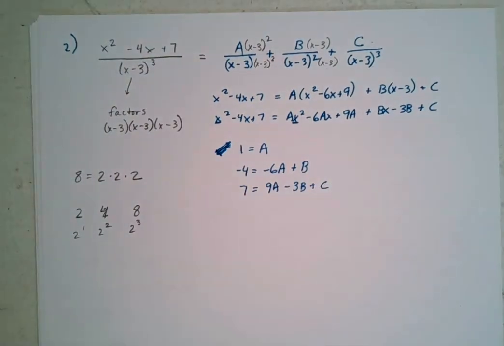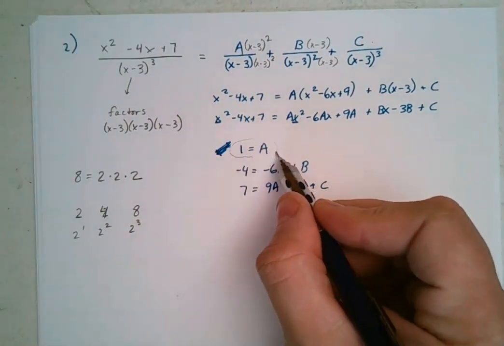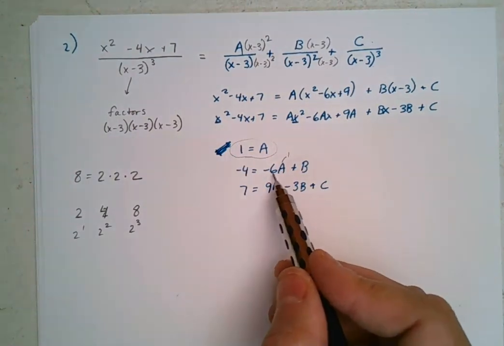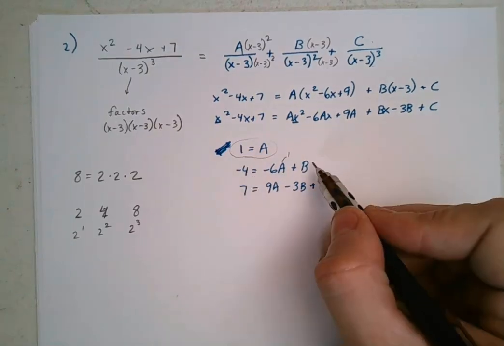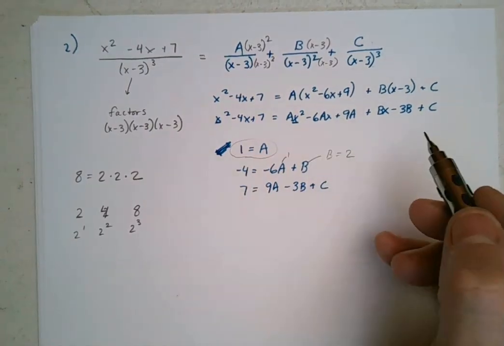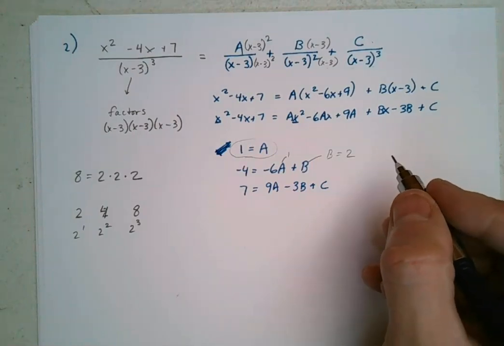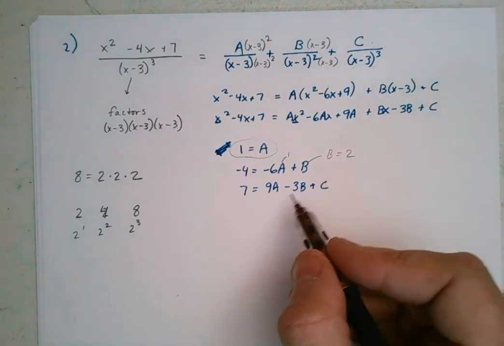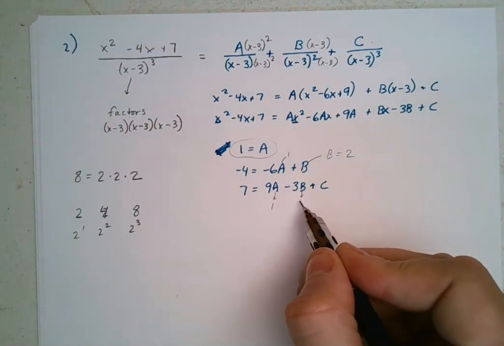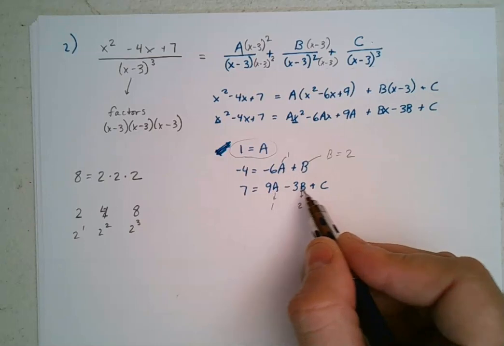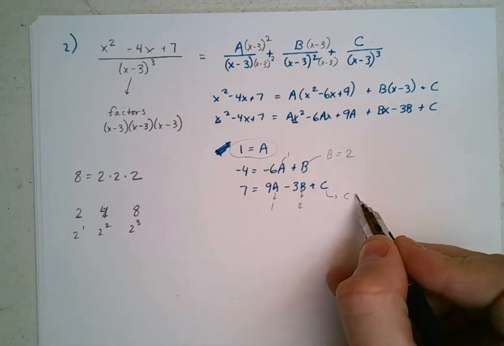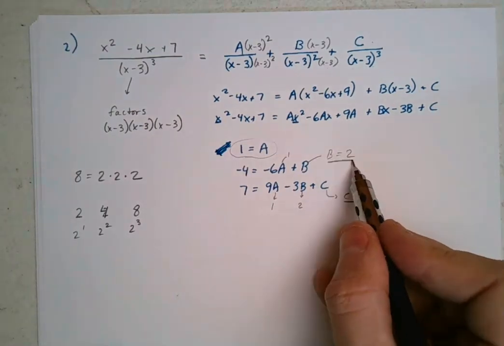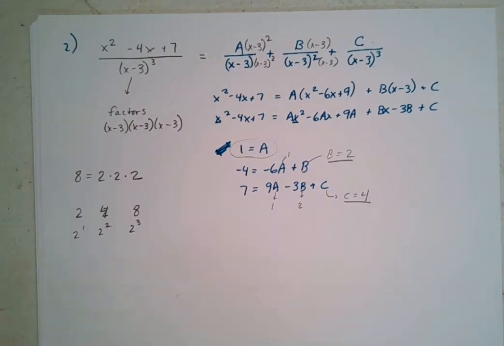Now this is a fairly simple system to solve because I know immediately A is 1. So if I substitute A equals 1 in here, this is negative 6. Add 6 to both sides, and you get B equals 2, hopefully. So far, so good. Then what? Well, if I put a 1 here, and I put a 2 here, that's going to be 9 minus 6, that's 3. Subtract 3. Hopefully you get C equals 4. So we're solving a system of equations here to get these three answers.